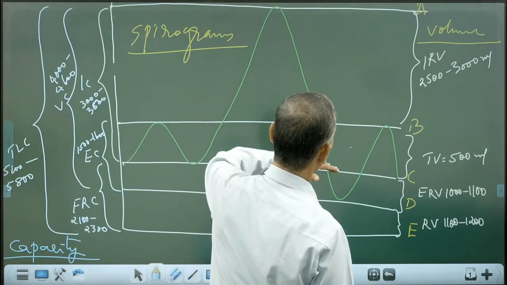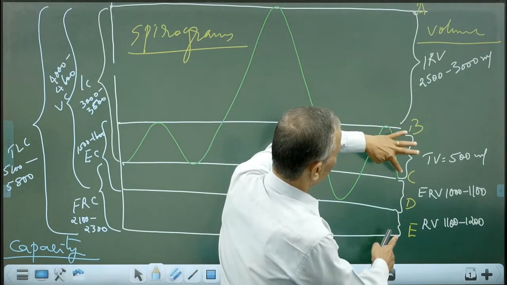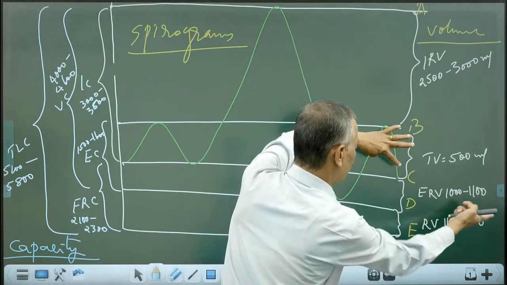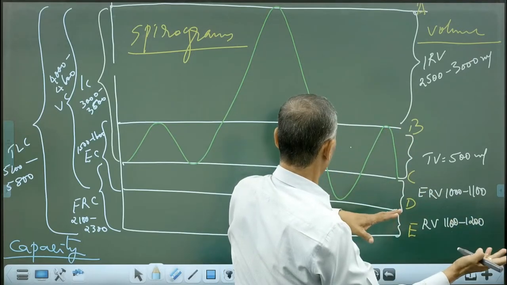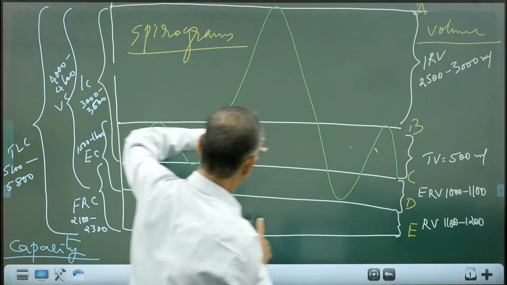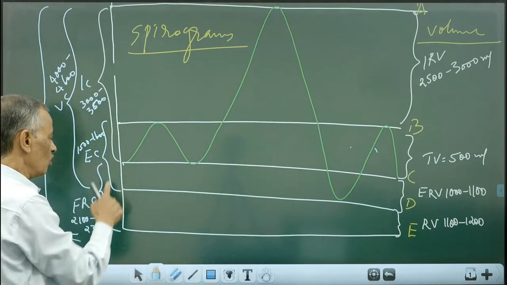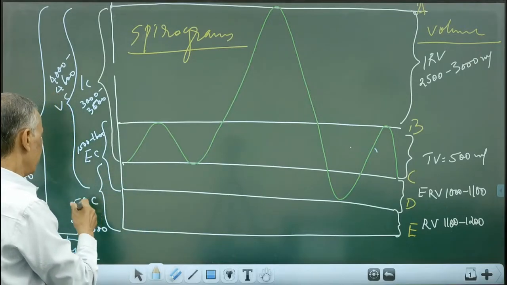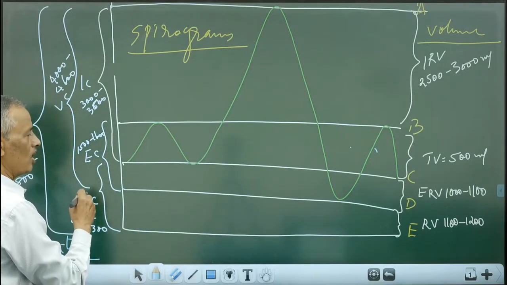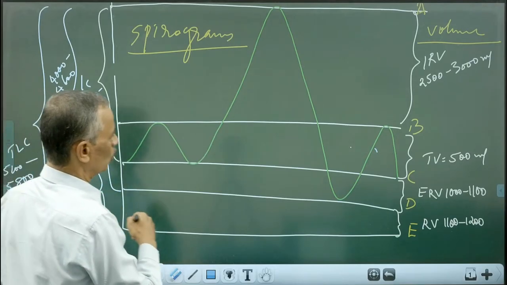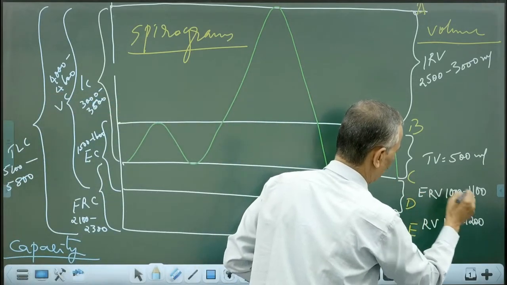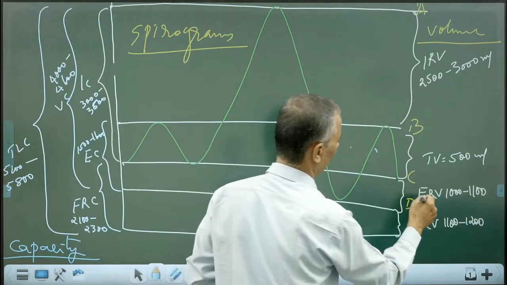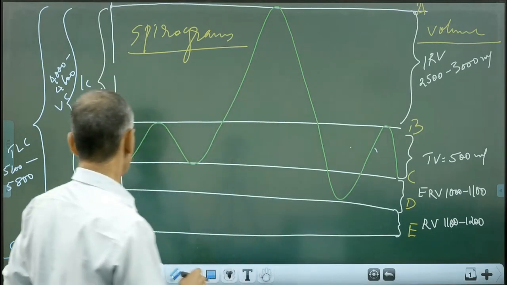After a normal expiration, there is an amount of air remaining. A part of it you can send out, other you cannot send out. This is the total volume of air that is remaining in your lung after a normal expiration. This is called functional residual capacity. This includes air that you can send out, that is ERV, and air you cannot send out, RV. So ERV plus RV is FRC.